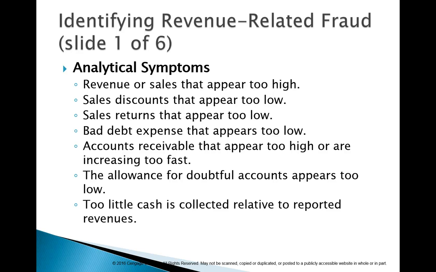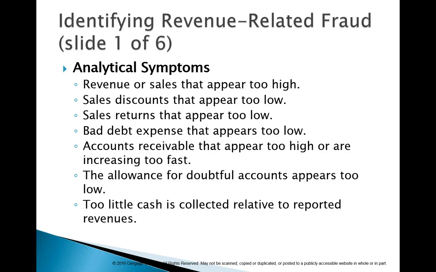And similar to bad debt expense that appears to be too low, you may think that the allowance for doubtful accounts appears to be too low. So maybe in the prior year, the allowance was 10% of their accounts receivable. Maybe this year it's 5%, and you think, well, that's a little bit too low based on historical write-offs. That might make you concerned and suspect that they're committing fraud in the revenue cycle.